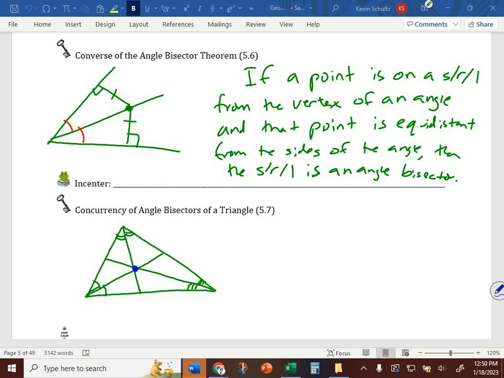And where they intersect, that point in the middle is called an incenter. So we've got the circumcenter, which is equidistant from the angles, and we have the incenter, which is going to be equidistant from the sides of the triangle. The incenter is the point of concurrency.